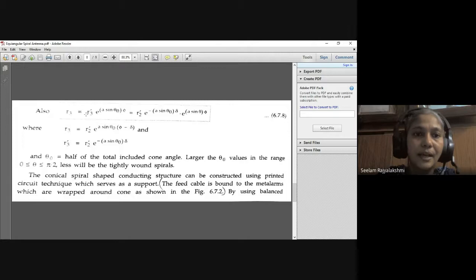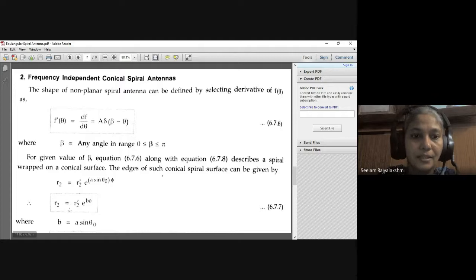R3 equals R3 dash e power a sin theta naught phi, which equals R2 dash into e power minus a sin theta naught delta into e power a sin theta naught into phi. So this is the R3. R3 equals R3 dash into e power a sin theta naught into phi. So already we have seen. R2 dash into e power b equals a sin theta naught, and R2 equals R2 dash e power a sin theta naught into phi.